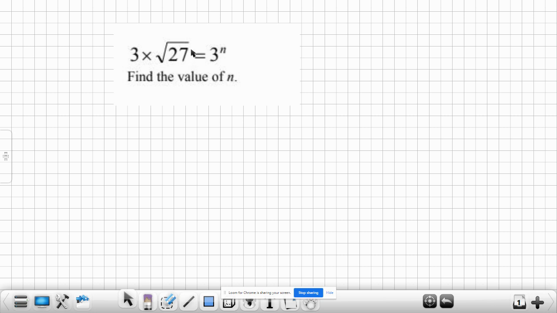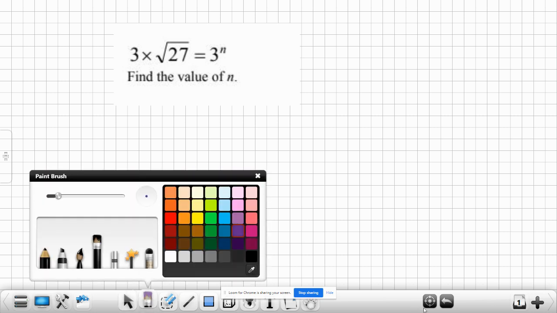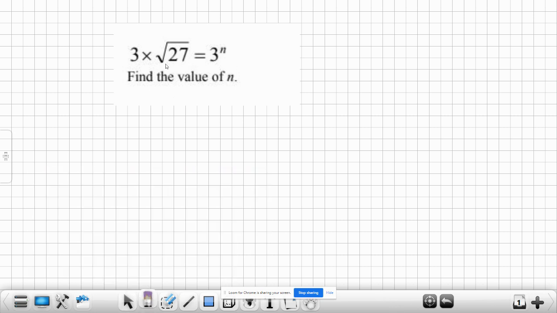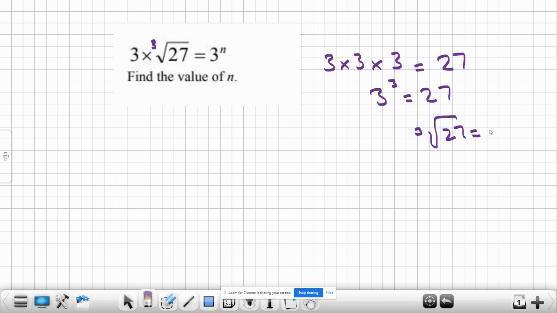So we need to do something with this, because it's not really in a state where we can see what the power is. So let's look at it. Now, if that was the cubed root of 27, that would be lovely, because we know that 27 is 3 times 3 times 3. So 3 to the power of 3 is 27. Therefore, the cubed root of 27 is 3.